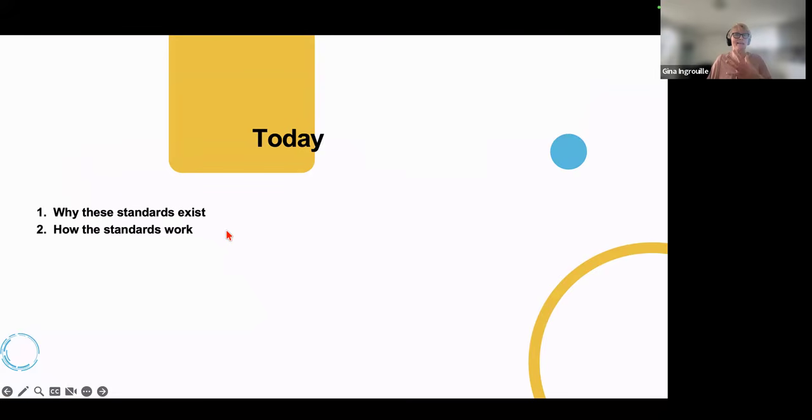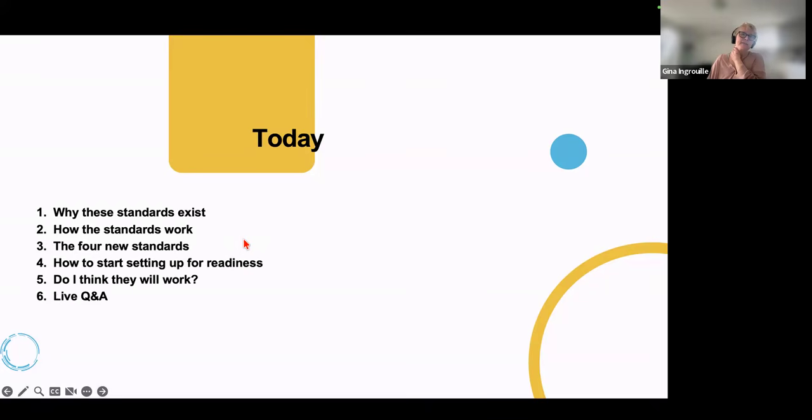What's the plan? What's the thinking that went behind them? I'm very critical of that. I'm always looking for the logic, the smoothness, the integration, because that's how policies are written. That is the way it works well. The 4 new standards, and how to start setting up for readiness.